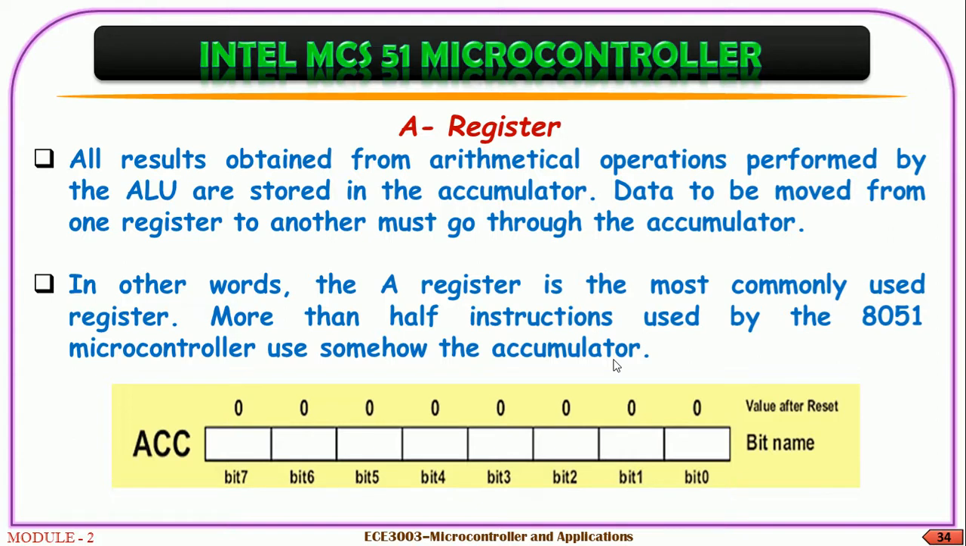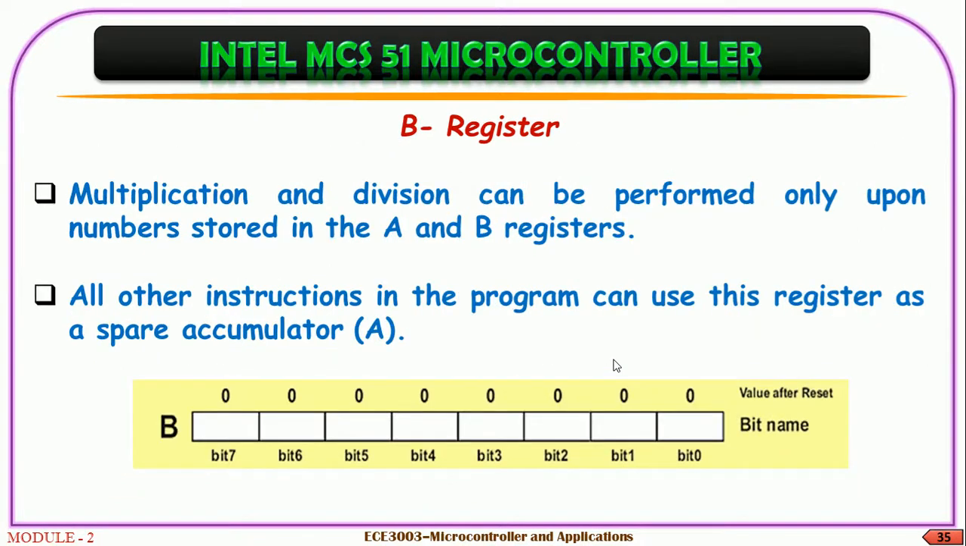Next, a very important one, the A register. It is the accumulator. Data to be moved from one register to another must go through the accumulator. In other words, the A register is the most commonly used register, used in more than half of the instructions of the 8051 microcontroller. Then the B register: mostly the B register is used for performing multiplication and division operations. All other instructions in the program can use this register as a spare accumulator.